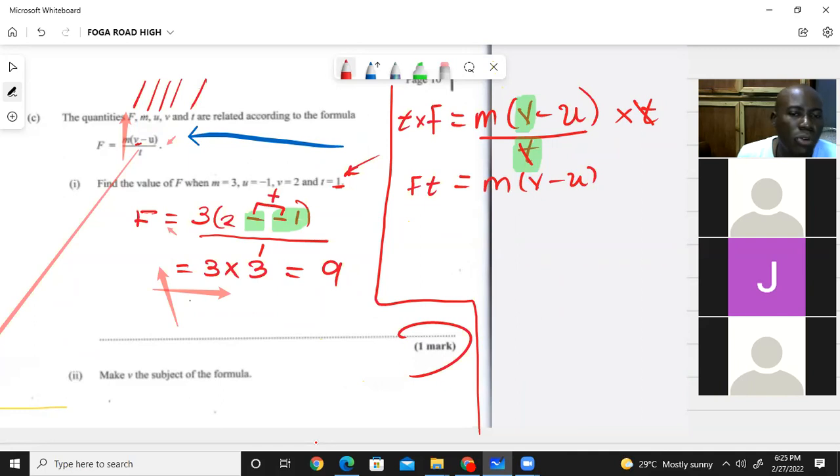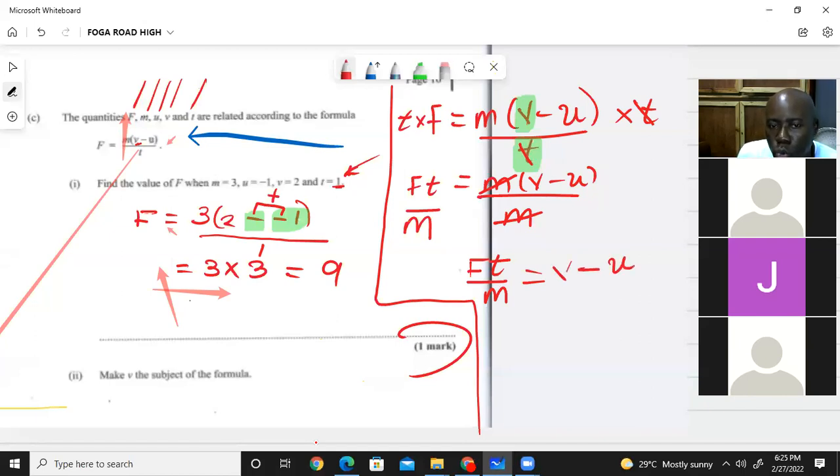Well, you can do more than one thing here. You know that you can divide by the M. You can distribute the M inside. There is more than one way. I'm just going to do one. So I'm going to get rid of the M. I can divide both sides by M because you could see M cancels M. Bam. So at the end of the day, I have FT over M, and that is equal to V minus U. The bracket is not needed anymore because there is nothing surrounding it.